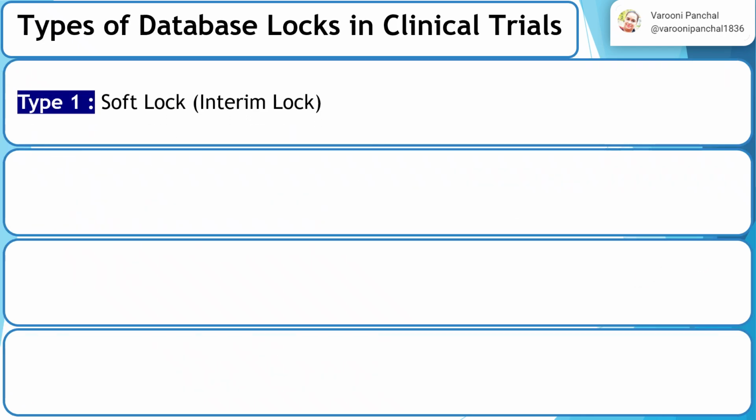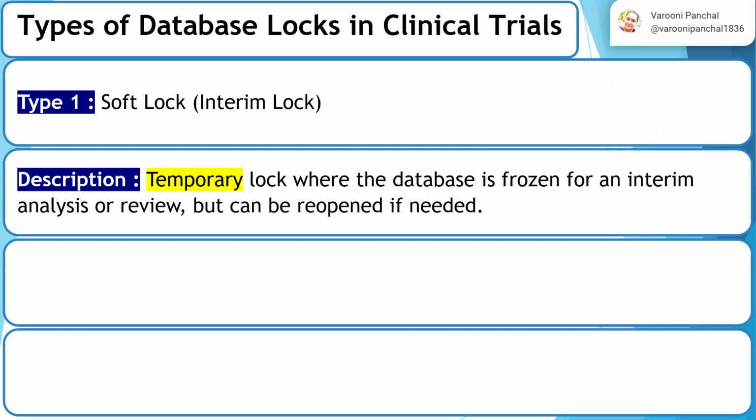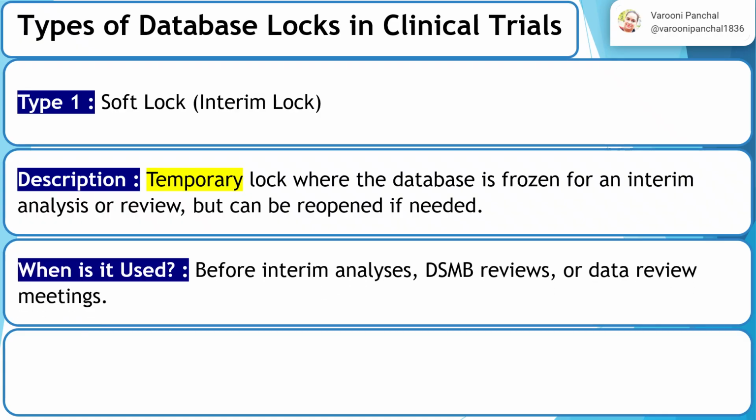Type 1: soft lock, interim lock. This specific lock is a temporary one where the database is frozen for an interim analysis or review, and it can be reopened whenever required, provided you have given a specific and rational reason. It is used before an interim analysis needs to be conducted. Say, for example, I want to conduct the interim analysis for that specific study.